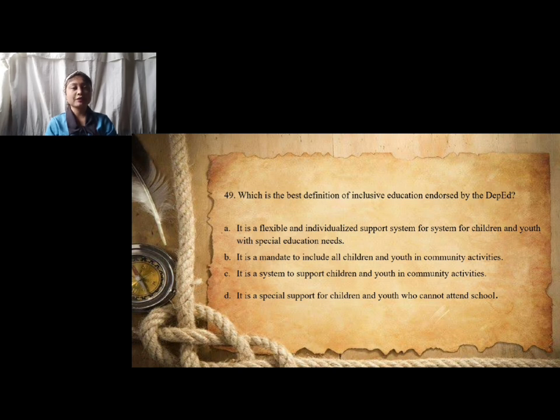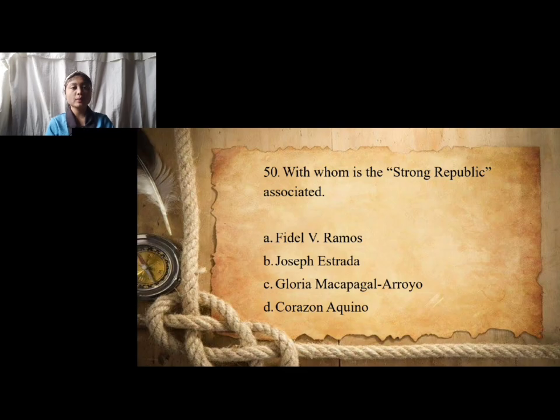And lastly, number 50. With whom is the Strong Republic associated? So the correct answer is letter C, Gloria Macapagal Arroyo. The Strong Republic Transit System was launched to integrate the various rail lines providing public transport in Manila in the Philippines. The program was initiated by President Gloria Macapagal Arroyo on June 14, 2003.